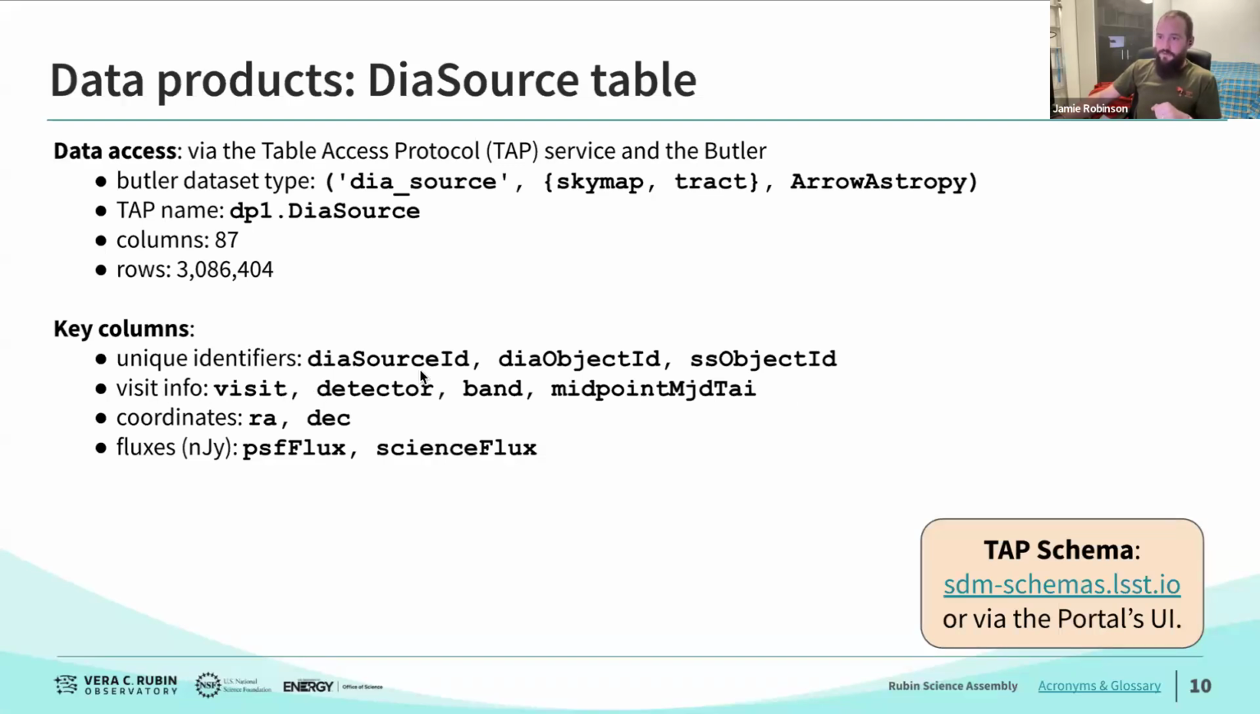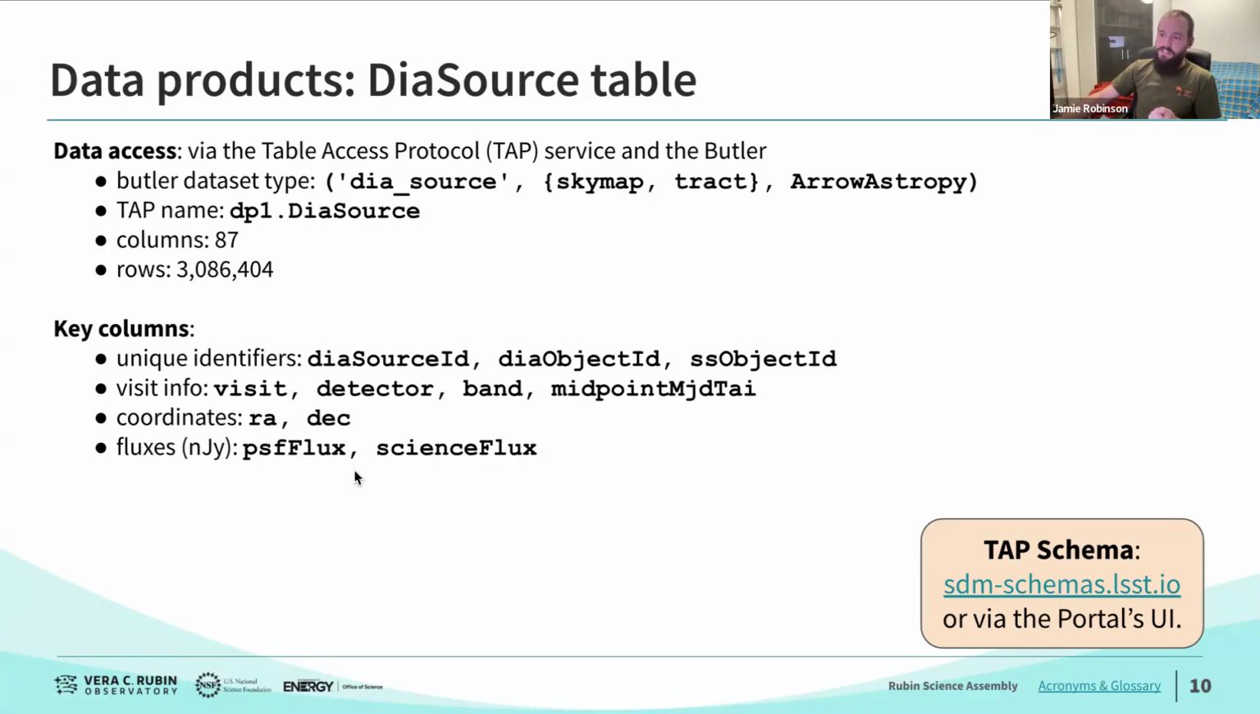There's the general visit info, so probably most importantly here would be the band you're observing in and the time of the observation. RA and DEC, again, this is going to be more important for solar system science than static transient science, because these sources are moving across the sky, so the RA and DEC is changing for data source ID for a given SS object ID.